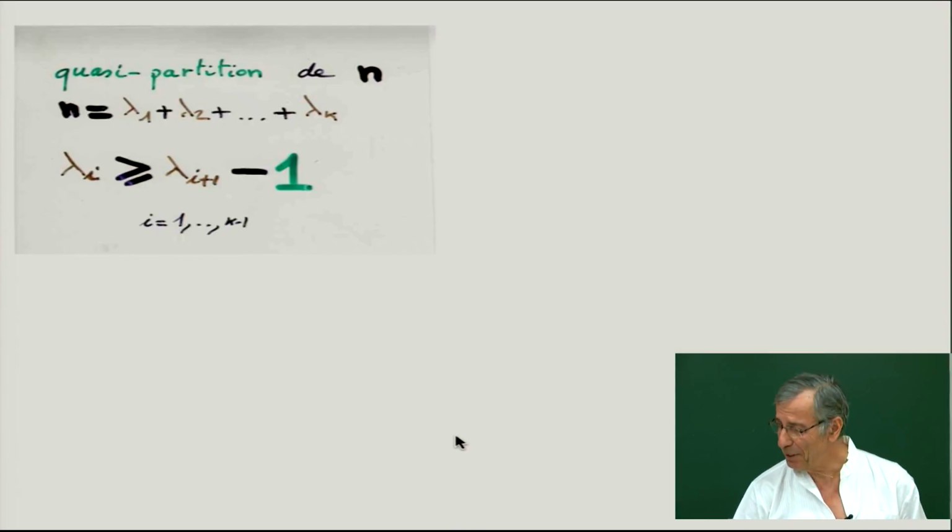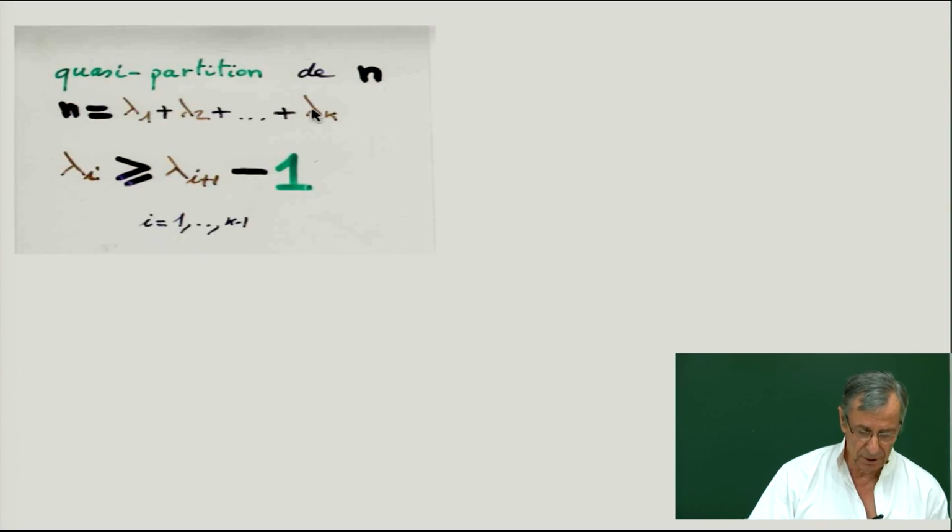So what is a quasi-partition? Quasi-partition is an extension of partition where lambda is a decomposition of the integer n into strictly positive integers, such that lambda i plus 1 is less or equal to 1 plus lambda i. Instead of being less or equal to lambda i, it's less or equal to lambda i plus 1.